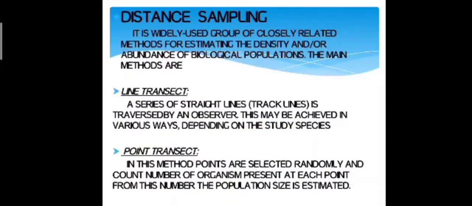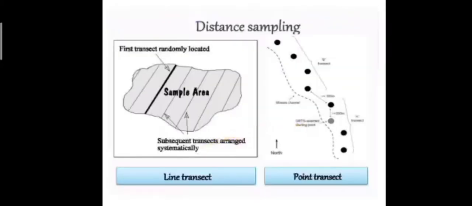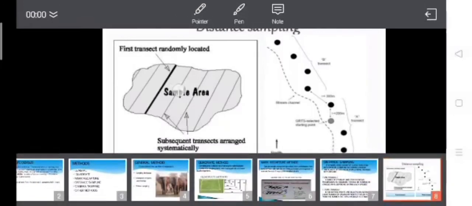Distance sampling is a widely used group of closely related methods for estimating the density and or abundance of biological populations. The main methods are line transect, where a series of straight lines or track lines is traversed by an observer. This may be achieved in various ways depending on the study species. That's the example of line transect.